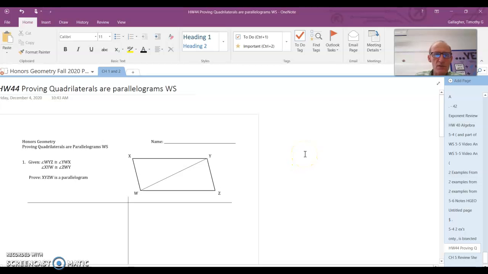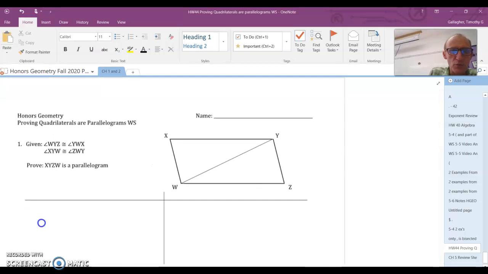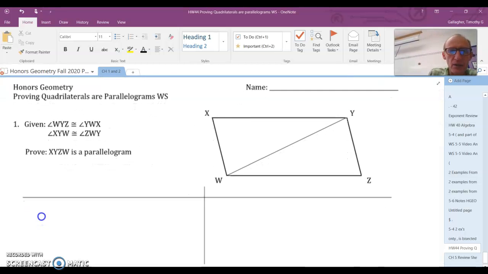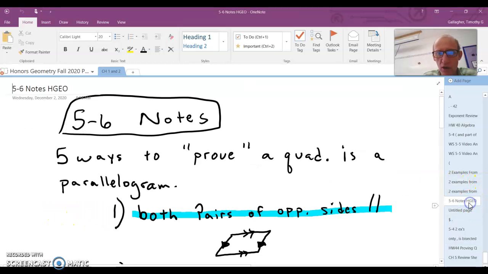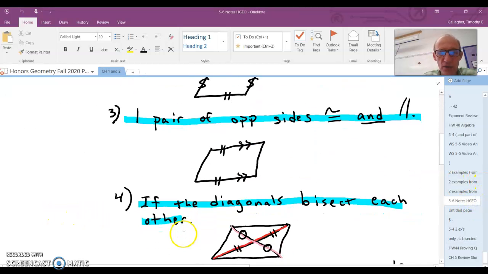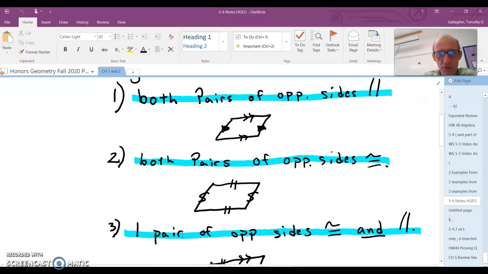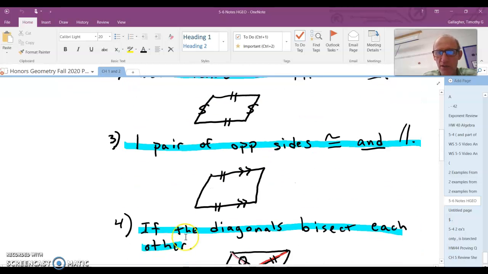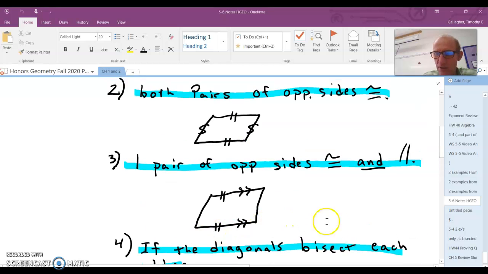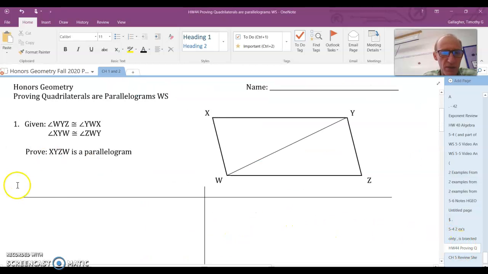Hey yo, this is a video of homework 44, proving quadrilaterals are parallelograms. In the first proof, we look at what looks like a parallelogram, but we have to prove it. So we have to go to our 5-6 notes, and those are ways to prove quadrilaterals are parallelograms. There's 5 ways to do it. You have to keep those in mind when you're doing this assignment.